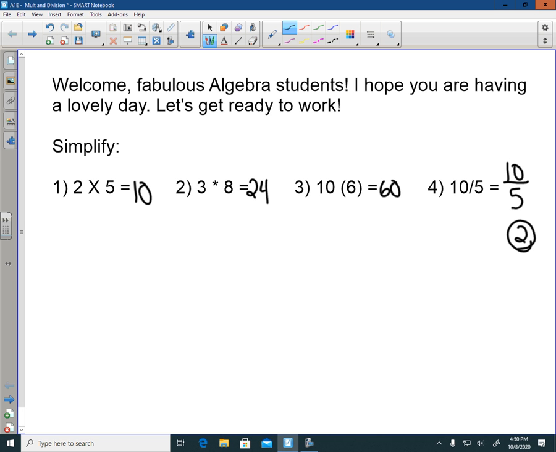All right, so these are some simple examples of what multiplication can look like, and also division. Sometimes the symbols are a little strange, and so we're going to use them a lot, so that you can get familiar with them. All right, here we go.